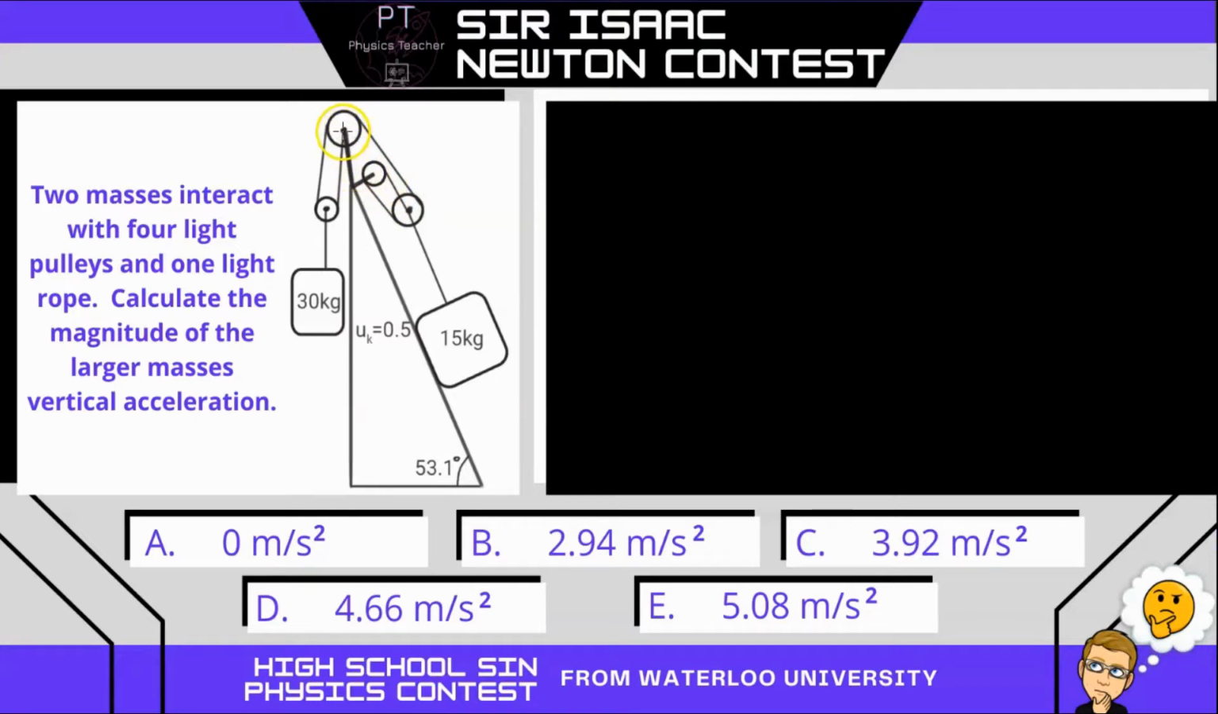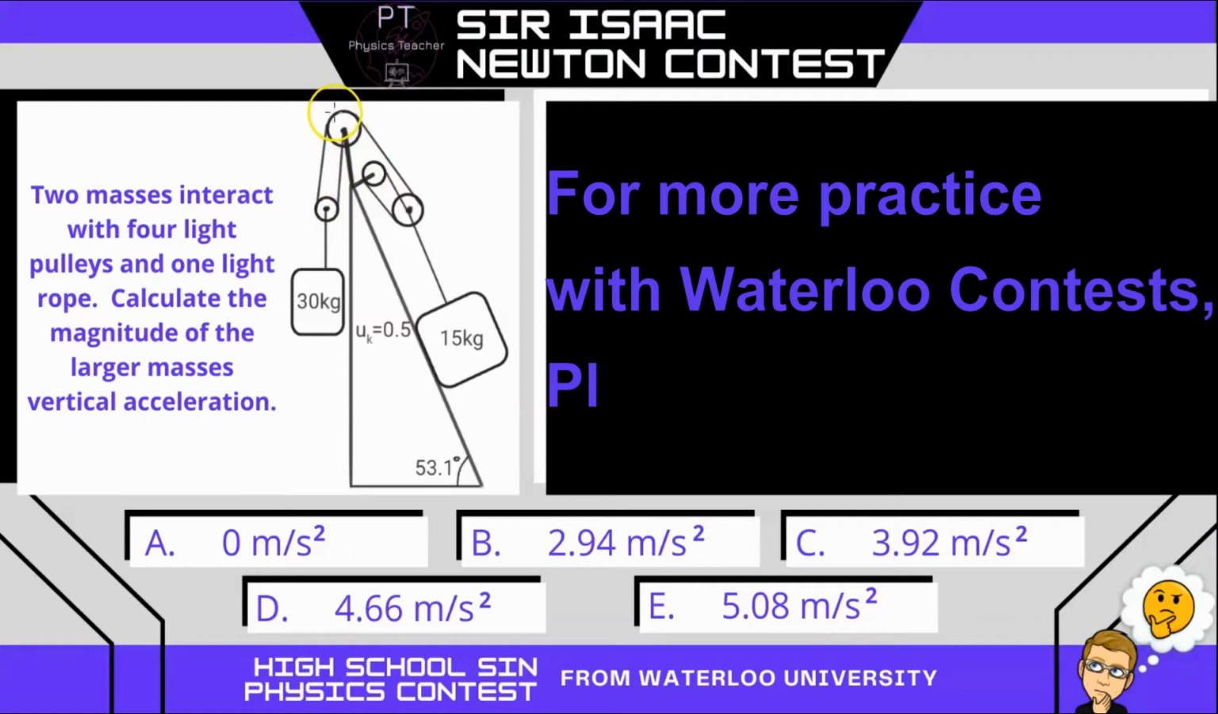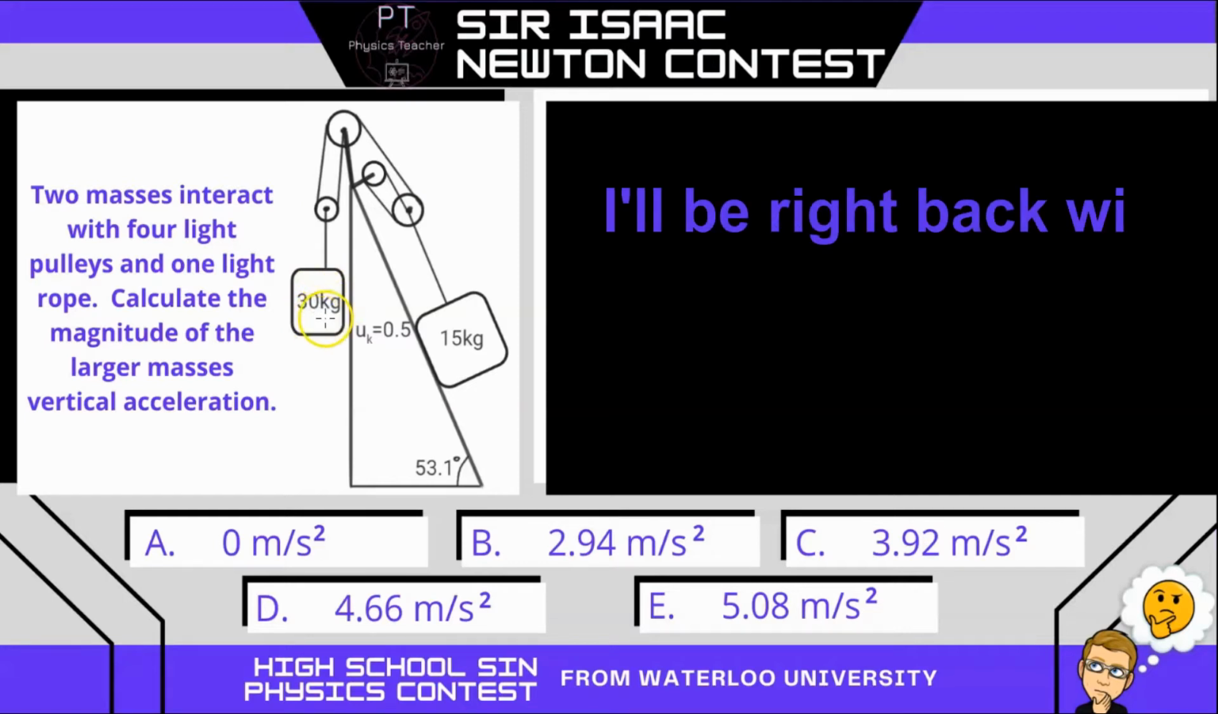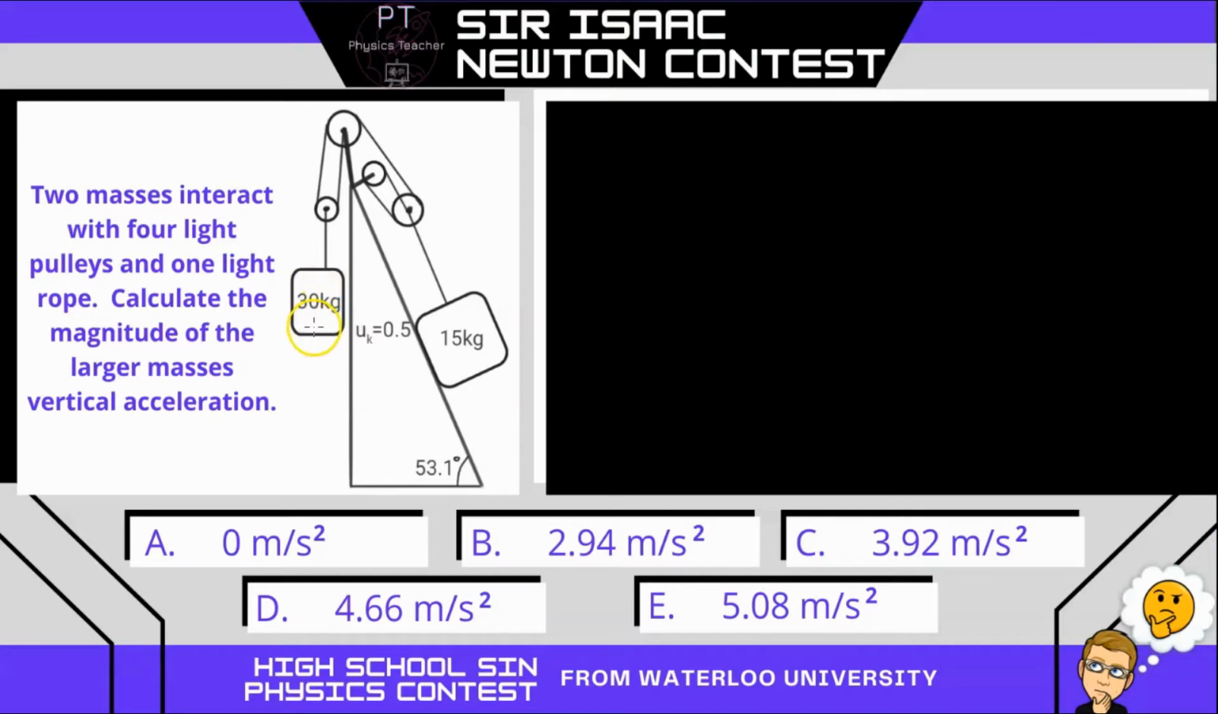This rope is attached here, goes around this movable pulley, up around the fixed pulley, down around this movable pulley to this fixed pulley and back to the axle. And then on the other side here, we have a hanging mass of 30 kilograms. And the question says, what is the vertical acceleration of this mass? Give it a try, and I'll be right back with the solution.